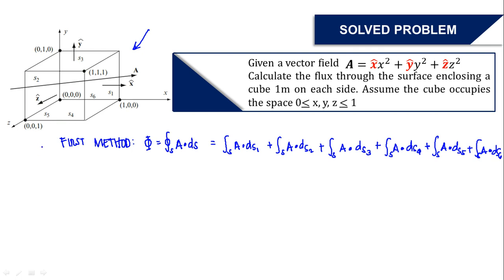nga yung ating divergence dun sa pagkuha ng flux. So, yung second method, gagamitin natin yung Divergence Theorem. Okay? So, sabi, the flux na yan ay equal din yan sa the volume integral naman ng ating divergence ng vector A. Okay? And para makuha natin yan, simple lang.